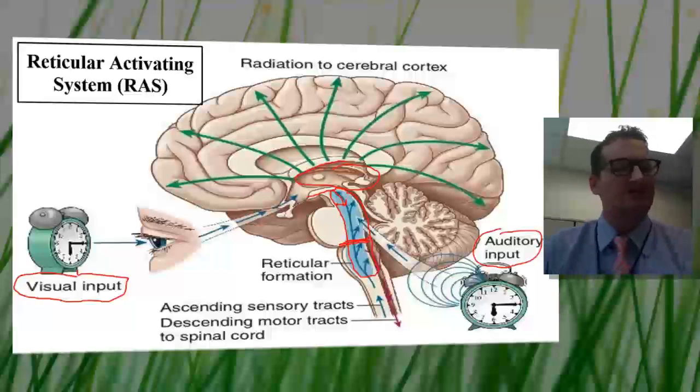Other components of this important structure include cardiac and vasomotor centers of the medulla, which are responsible for heart rate and blood pressure.